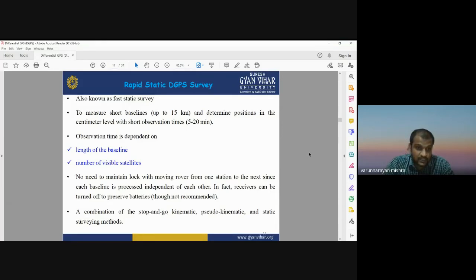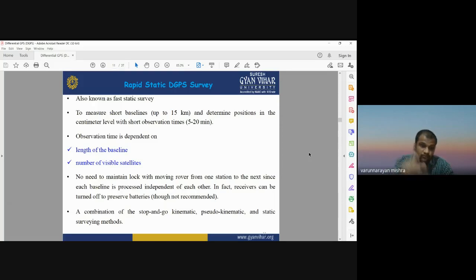You can reduce or increase the length of the baseline, meaning the distance between the rover and base, and it depends on how many satellites are visible at the time of data acquisition. If we are getting more visible satellites, you can have less observational time. If you are having fewer satellites, you need more than 20 to 30 minutes of observational time.